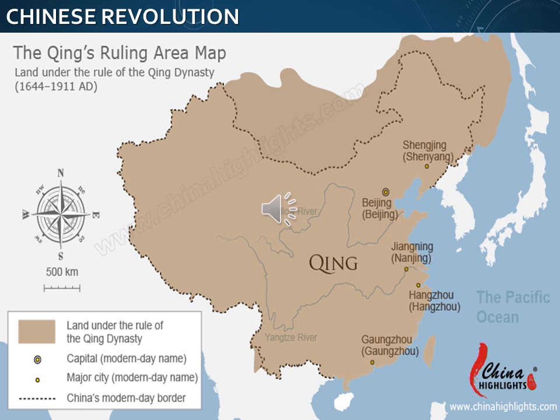China was ruled by a dynasty called the Manchu dynasty. The Manchu ruling dynasty had governed China since about 1650.